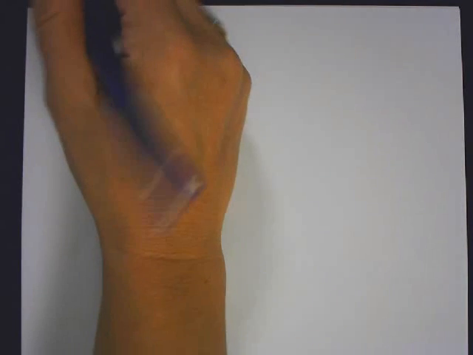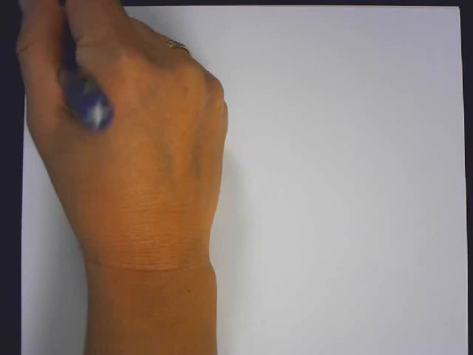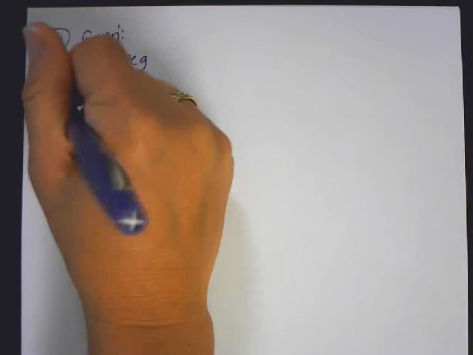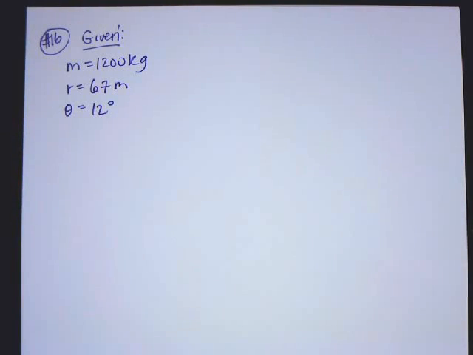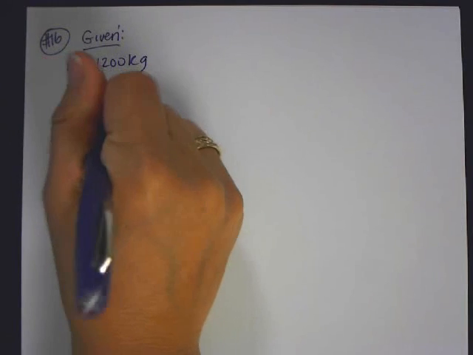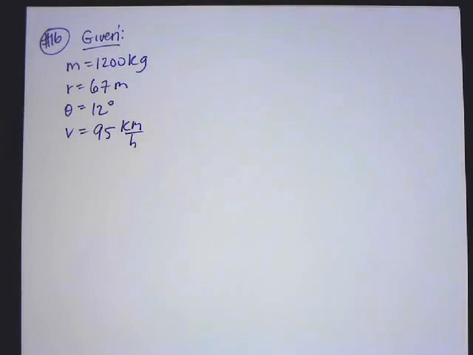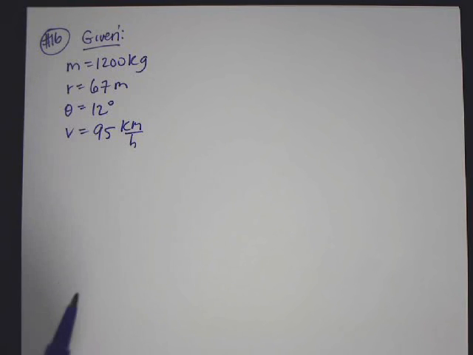Okay, it says a 1,200 kilogram car of radius 67 meters and the banking angle is 12 degrees. If the car is traveling at, okay, we're missing the speed, typo. All right, so the speed's supposed to be 95 kilometers per hour, and then we'll convert it. And then it should say, I don't know what it's supposed to say, something like: will a frictional force be required? If so, how much and in what direction?